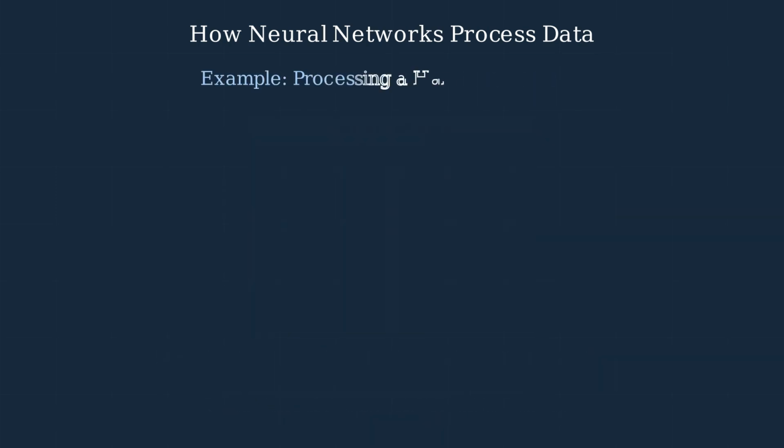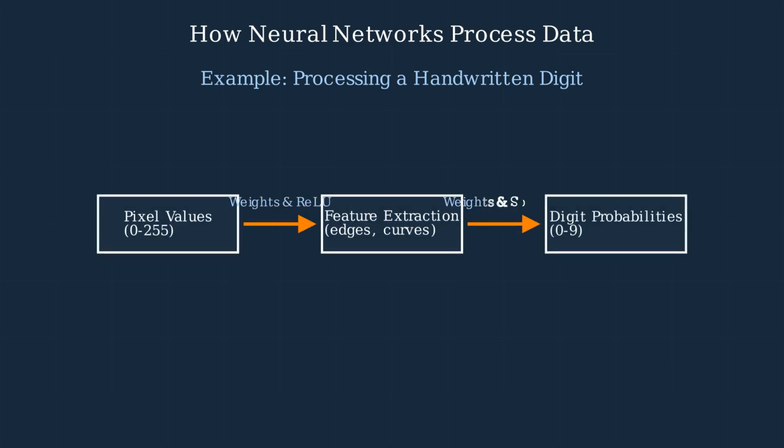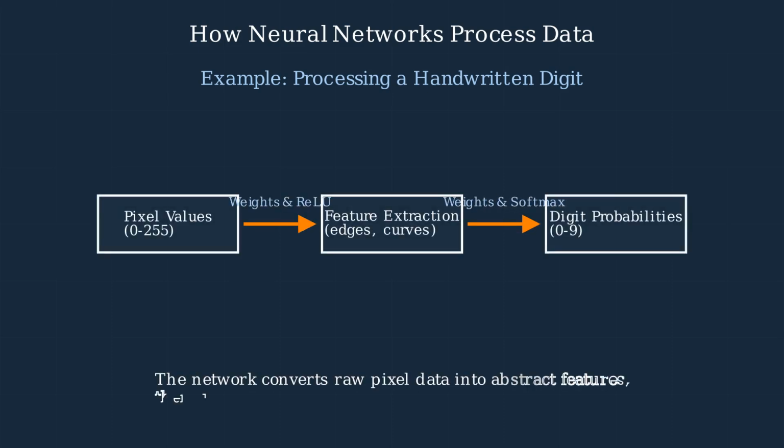Let's look at a concrete example, recognizing a handwritten digit. The network takes pixel values as input, transforms them through hidden layers to extract features like edges and curves, and finally outputs probability scores for each possible digit.